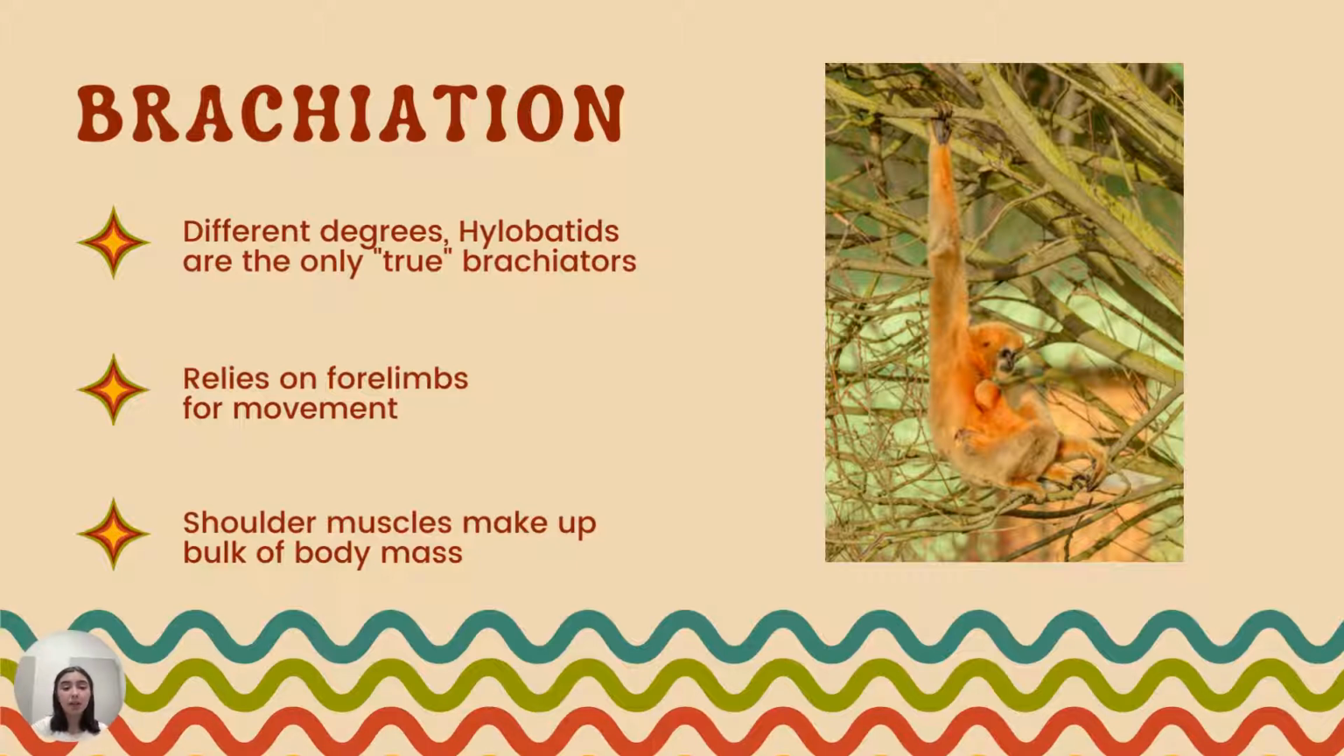In order to be a true brachiator, a primate must rely solely on their forelimbs for movement, with strong forelimb muscles that allow them to do so. The majority of their muscle mass is in their shoulder to support this movement, as the majority of their body weight is held on by a single arm. This is different from humans, as the majority of our muscle mass is in our legs and hips to support our mode of locomotion.